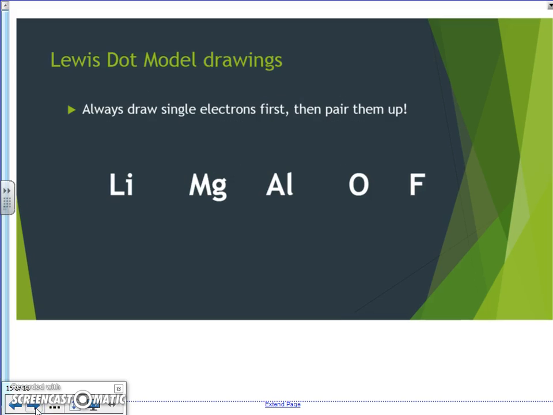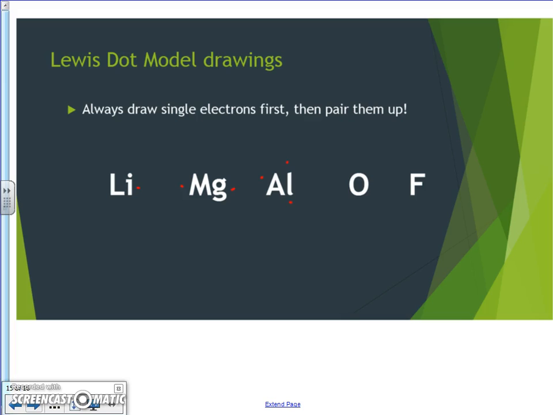So let's draw the Lewis dot models. These are super easy, especially if you have that sheet. We know, because we saw the Bohr model, aluminum, let's go red so you can see it. Aluminum has 3 valence electrons. If you use the cheat, lithium has 1 valence electron. Magnesium, 2 valence electrons. Oxygen, out in column 6, has 6 valence electrons.